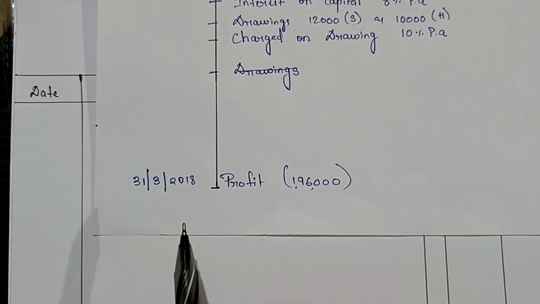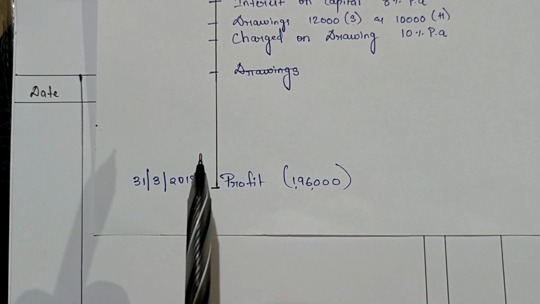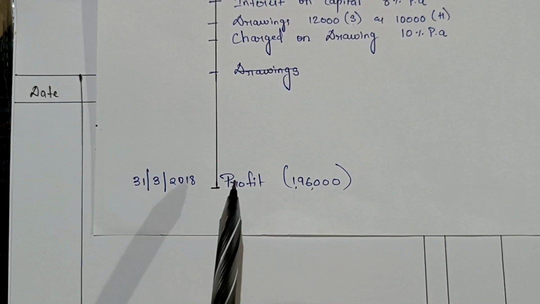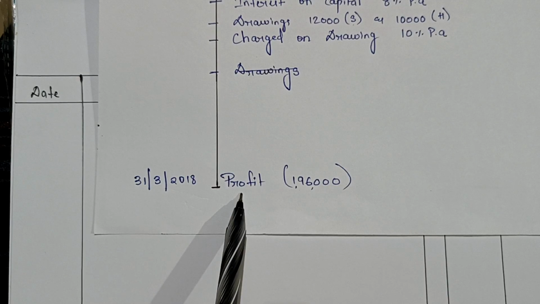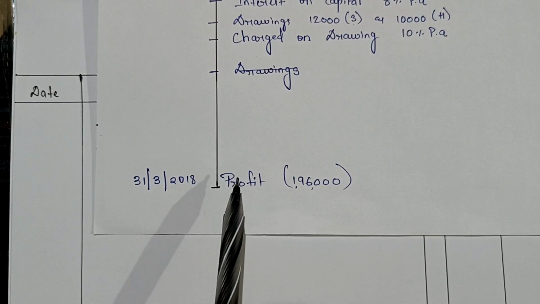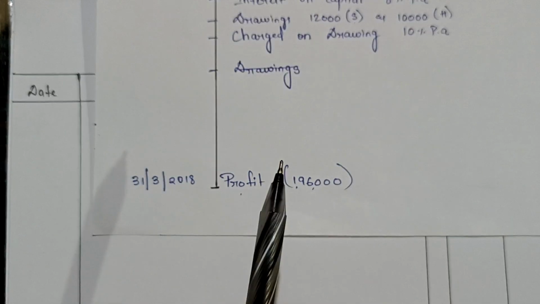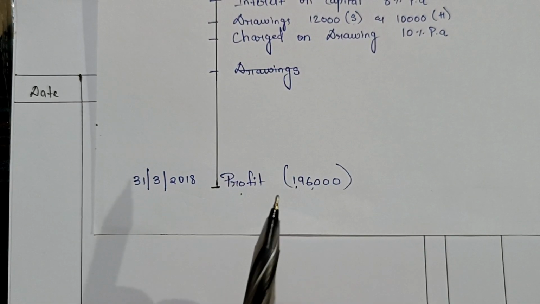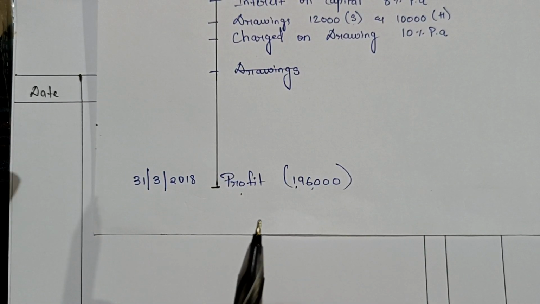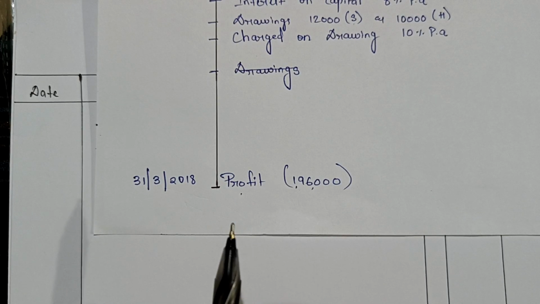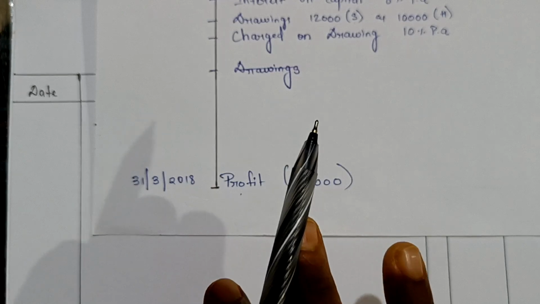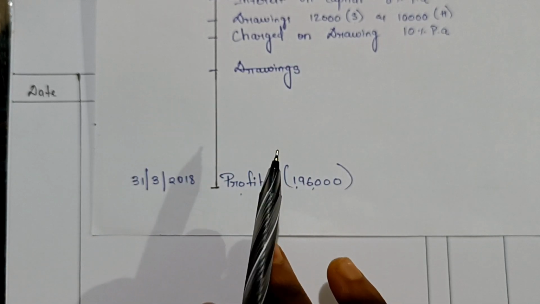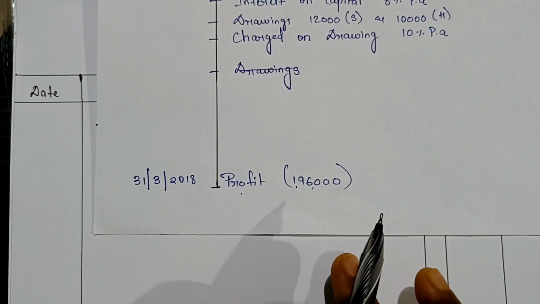We pass the journal entries. Always remember the entry starts from here. First, we post the profit to the profit and loss appropriation account, meaning the profit or loss which we got from the profit and loss account, we transfer it to the profit and loss appropriation account. So this will be our first entry. So let's post all the journal entries first.